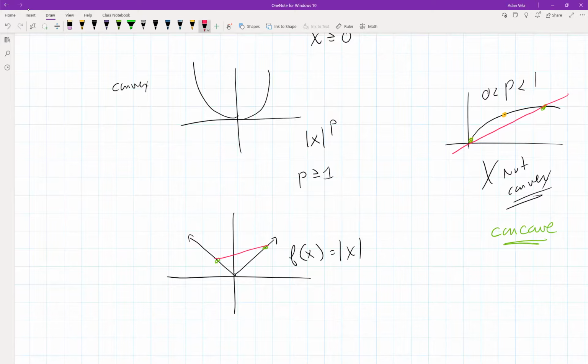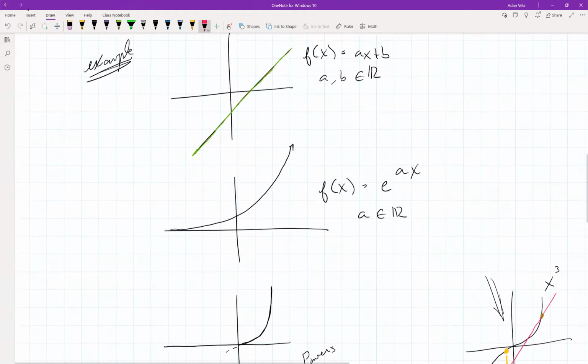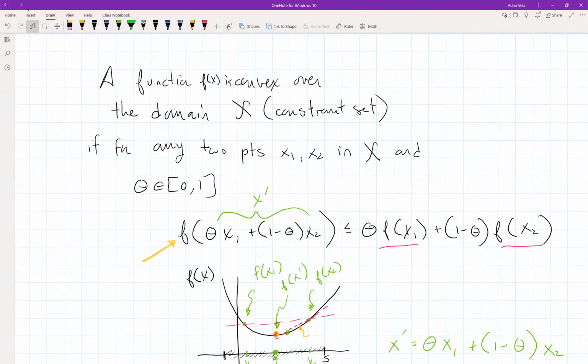Let's do a couple proofs. And the proof is going to use the inequality here. And this is a special inequality. It's called Jensen's inequality.